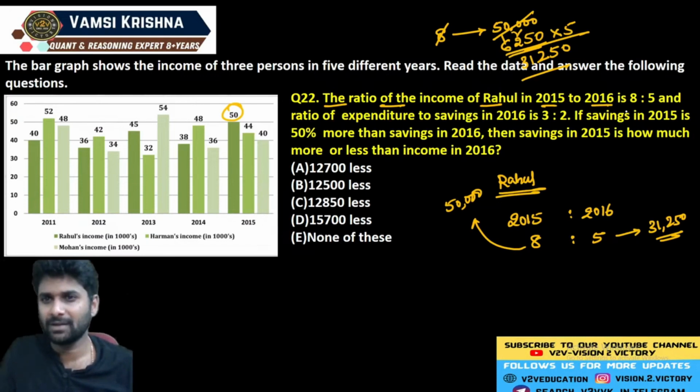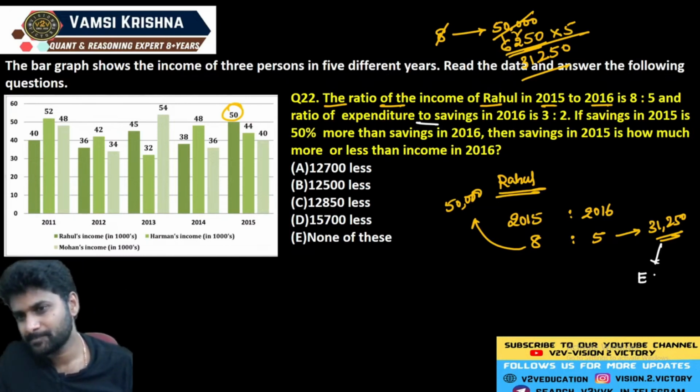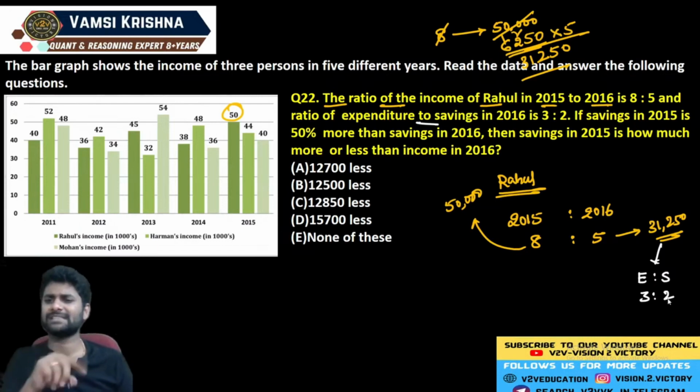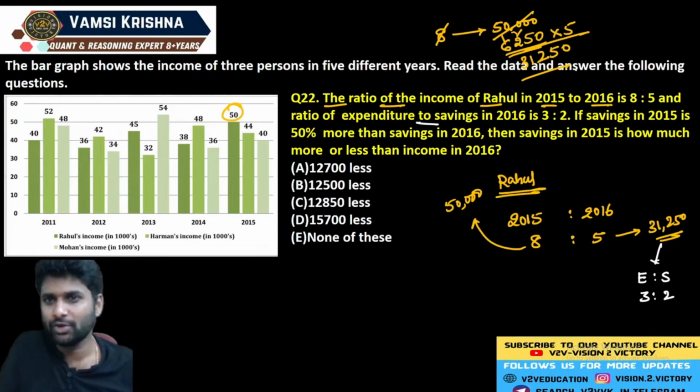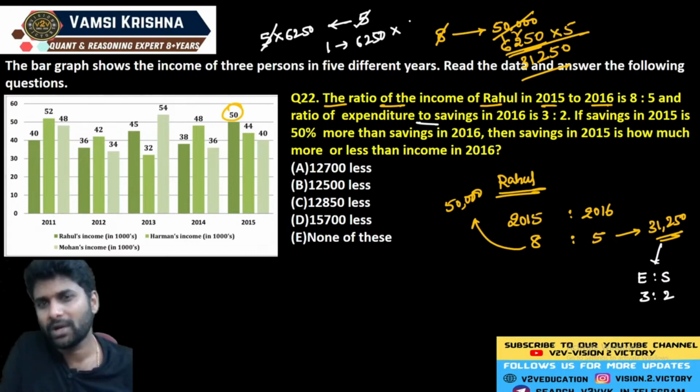Now go through the next data. And the ratio of expenditure to the savings in 2016. So, expenditure to the savings is exactly equal to 3 is to 2. You already know that, see, income means expenditure plus savings. See, if it is a 5 rupees of income, 3 rupees is expenditure, 2 rupees is a savings. Now again you can compare, guys. You already know that, see, here 5 units is 31,250, it's a multiple of 5 into 6250. And you already know that if total income is 5 units, each unit is exactly equal to 6250. Now what about their savings? Savings is 2 units, right?